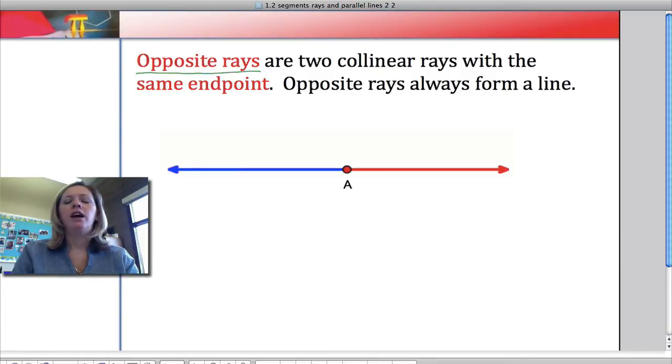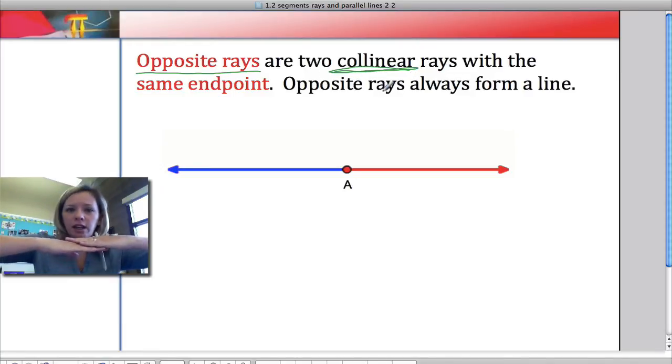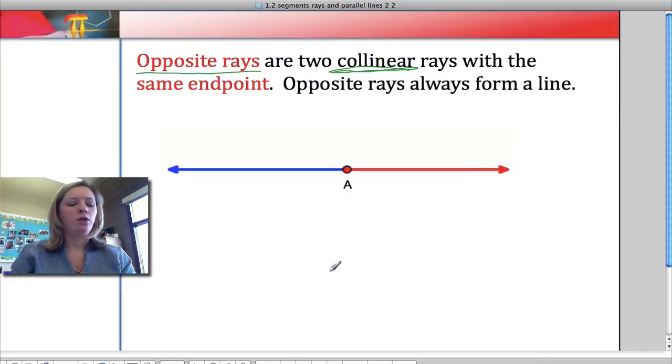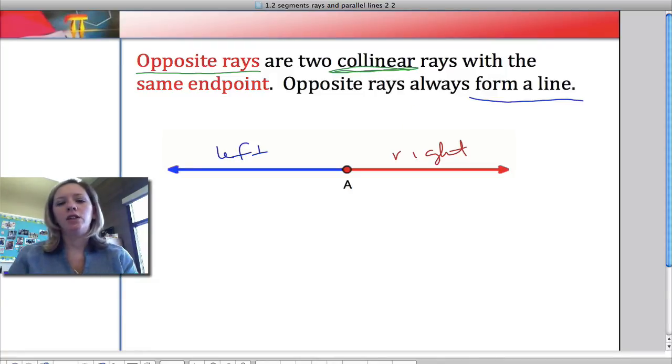All right, a little bit more notation and vocabulary. Opposite rays. Opposite rays are 2 collinear rays. So we should talk about what it means to be collinear. That means on the same line again. So they're 2 rays that are on the same exact line with the same endpoint. So it's kind of like exactly what it sounds. Opposite rays go in opposite directions. So we have one that's going to the right, we've got one that's going to the left, and they're sitting on the same line. So together, they will always form an entire line. But there's only one endpoint there, and the endpoint is the same.